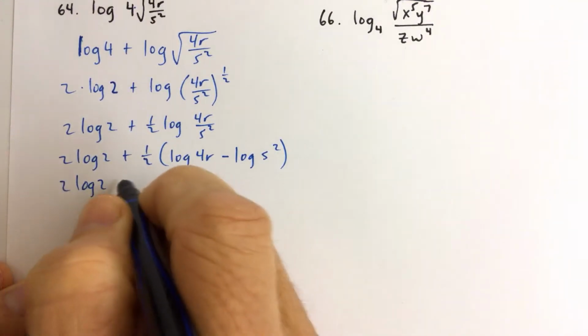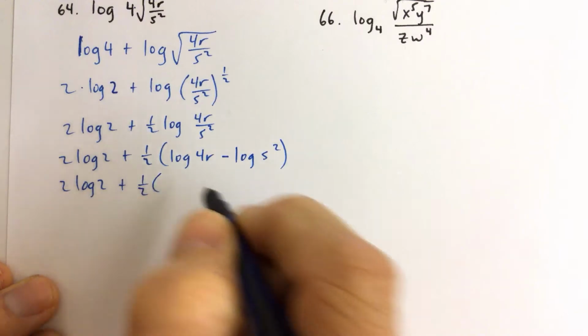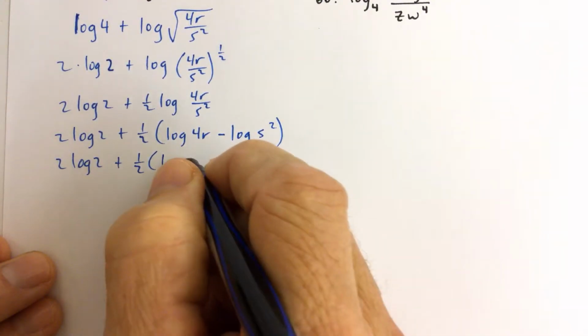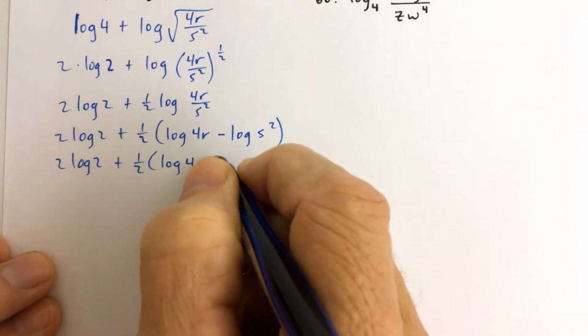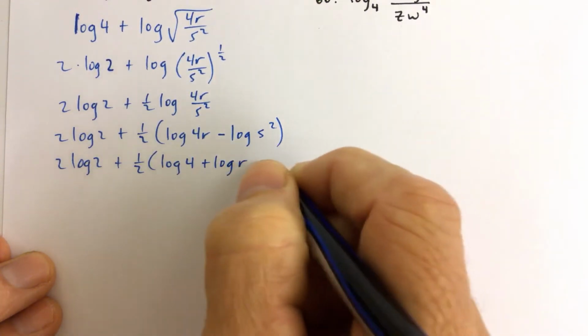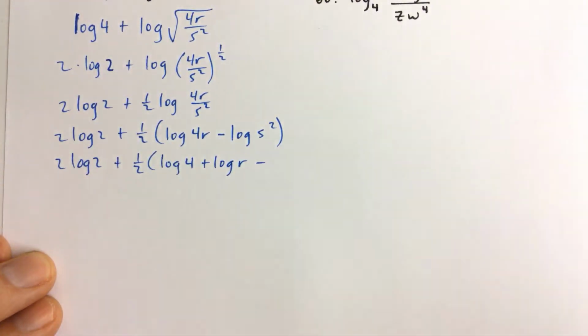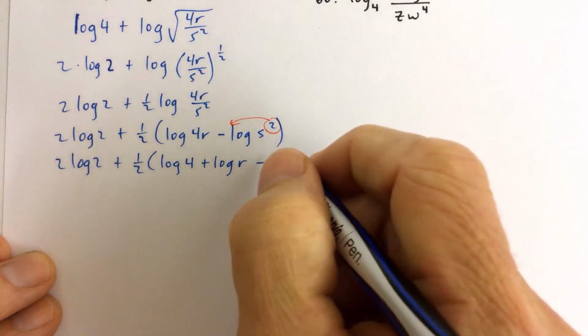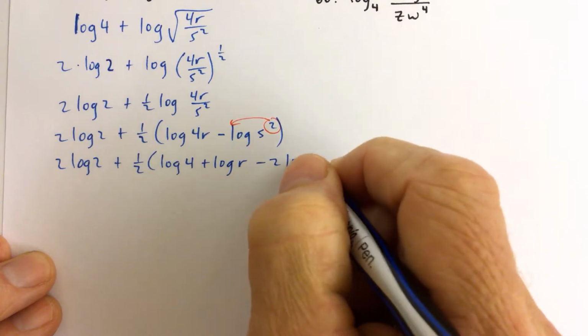It's being expanded little by little. You just do one step at a time here. Here we have the log of a product, and so we're going to rewrite that as the sum of the logs, log of 4 plus log of r, and minus, and I can go ahead and do this at the same time. I've got a power here, so I can bring that out front, minus 2 times the log of s.